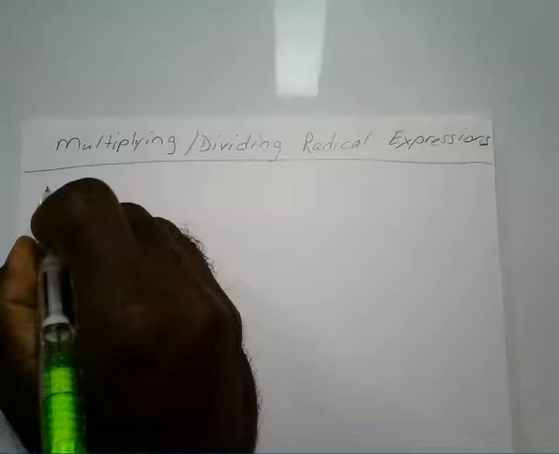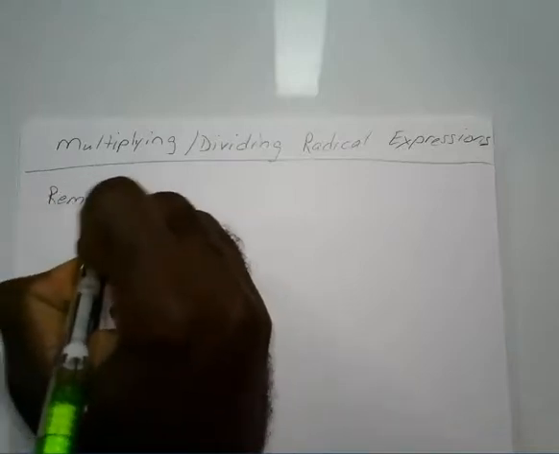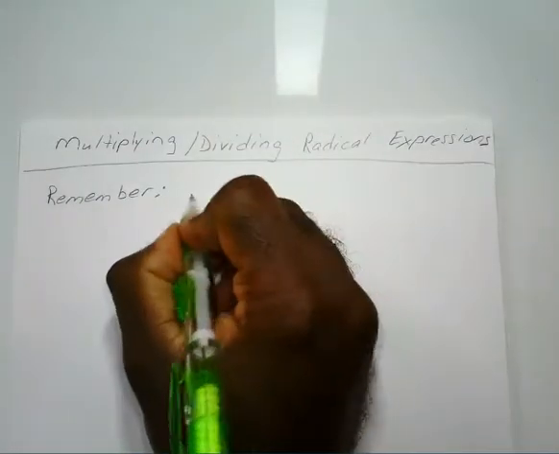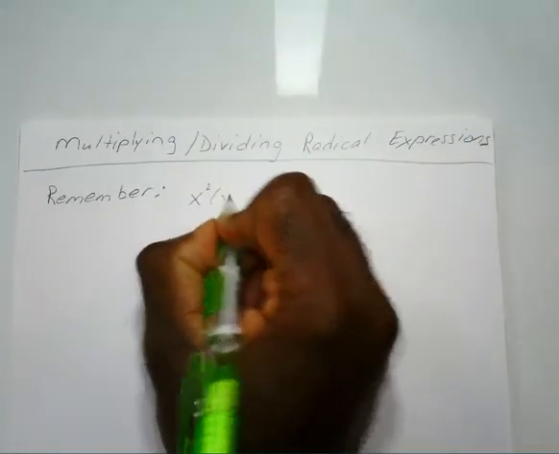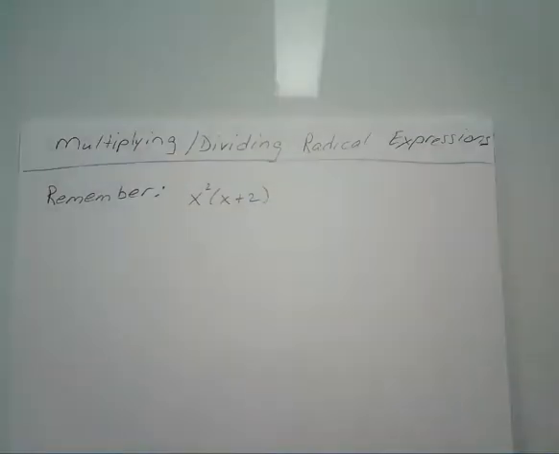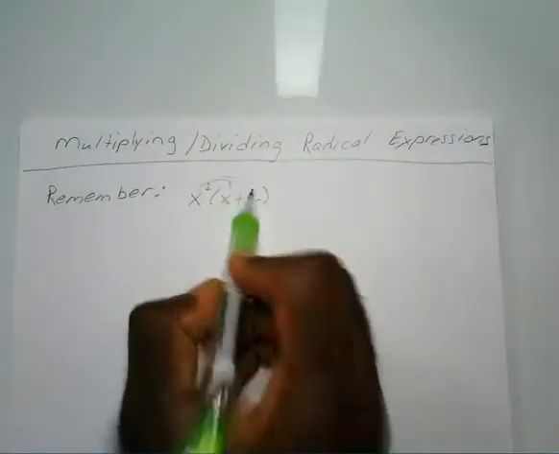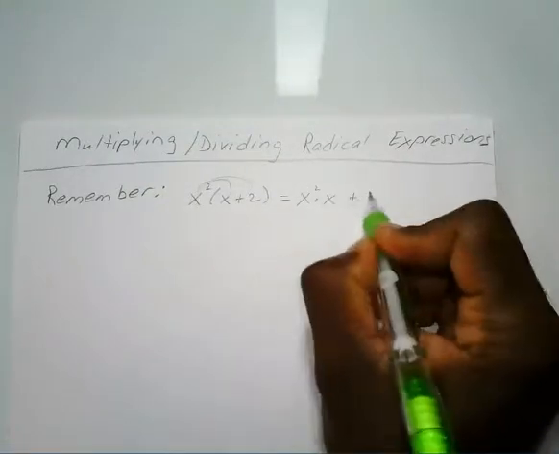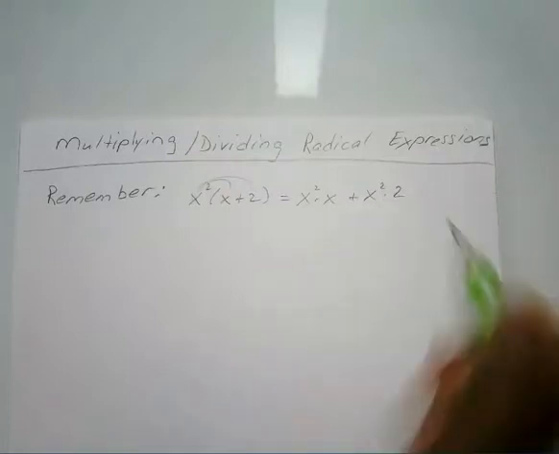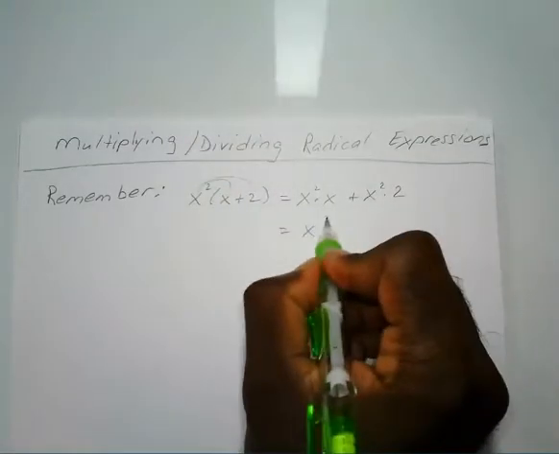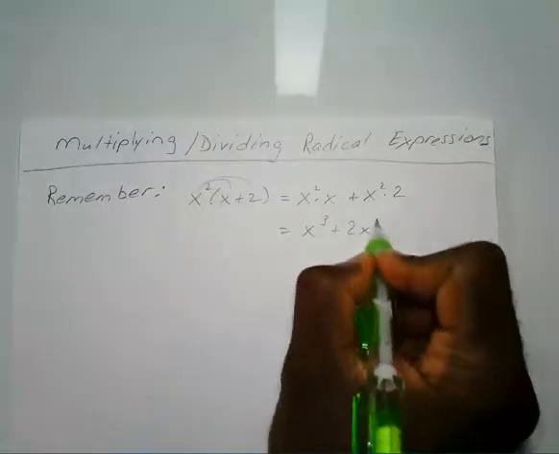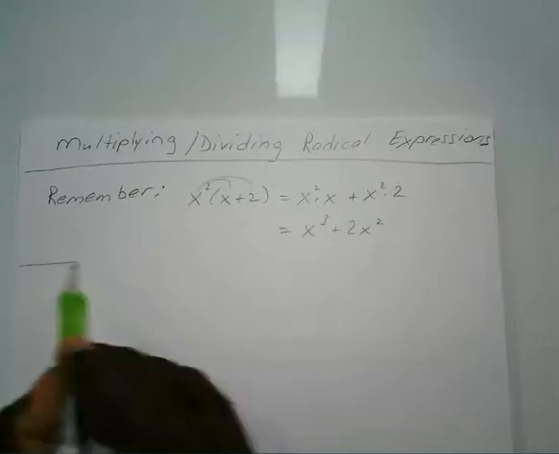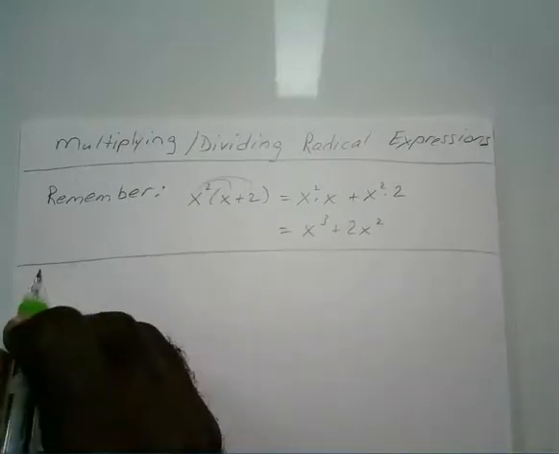Okay, so if you remember, let's say for example, if you have something like x squared times x plus 2, then you just use the distributive property where you have x squared times x plus x squared times 2, which simplified gives us x to the third plus 2x squared. Okay, the same idea is used for radical expressions.